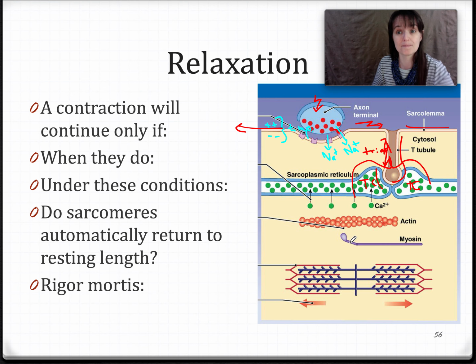Until we stop with the nerve action potential. When we stop the nerve action potential, we stop releasing acetylcholine into the synaptic cleft. And that allows the acetylcholinesterase time to clean up the synaptic cleft and break all of the acetylcholine down into their constituent parts, the acetate and the choline.